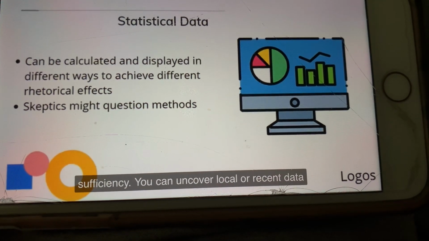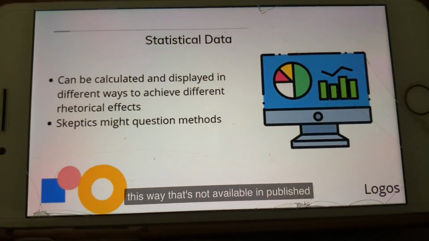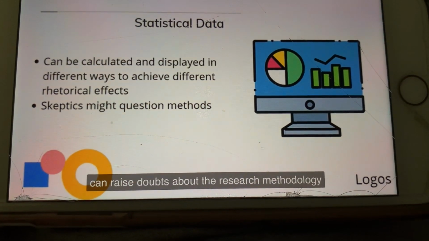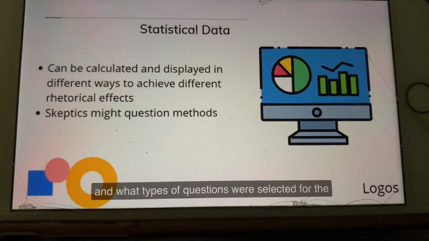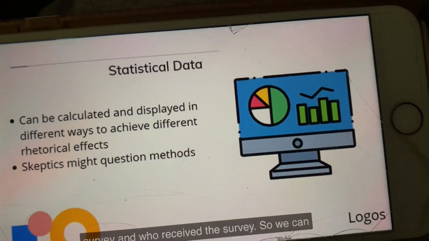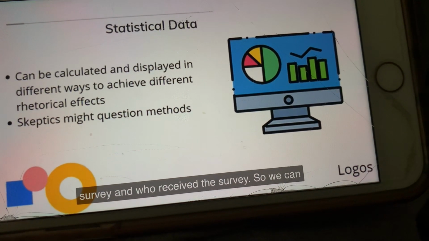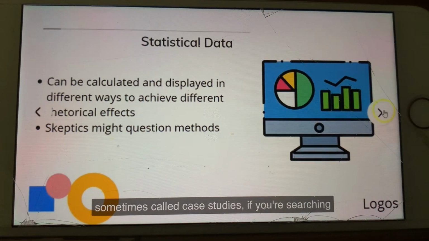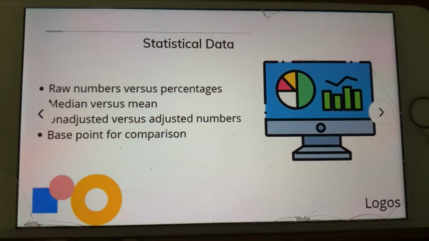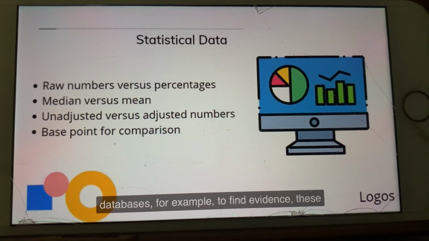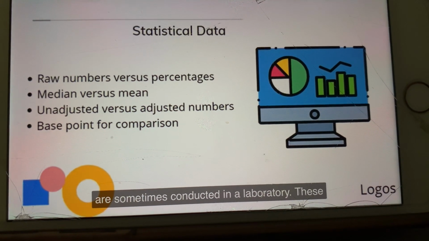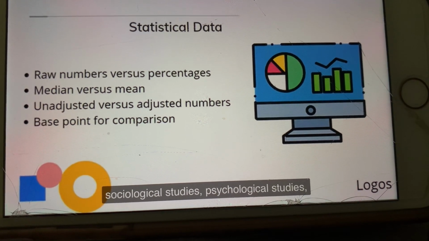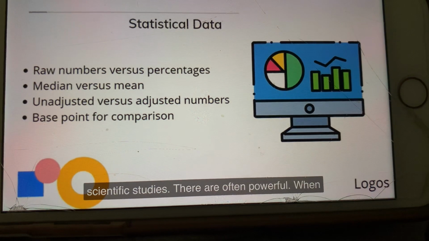Statistical data can often be used for evidence, and this can be calculated and displayed in different ways, which would have potentially a different rhetorical effect. So it's really important when it comes to statistical data for an argument that that data is presented in a clear way. Skeptics might question the method. Skeptics might also question the presentation. For example, do we receive raw numbers versus percentages? If we only have percentages, we might not know what the sample size was. And that can actually give you a wrong impression. Are we getting the median versus the mean?